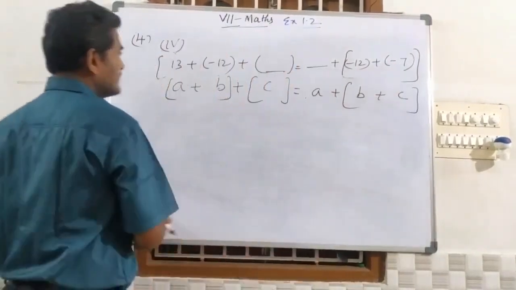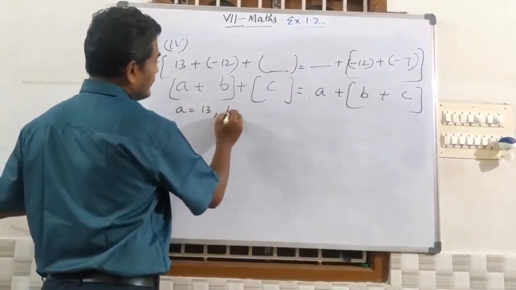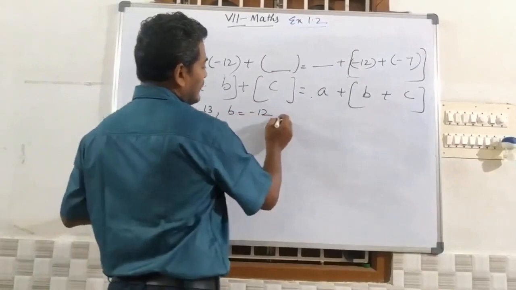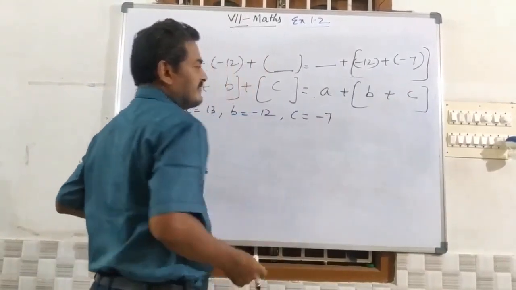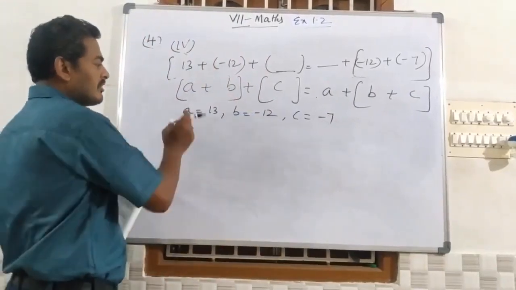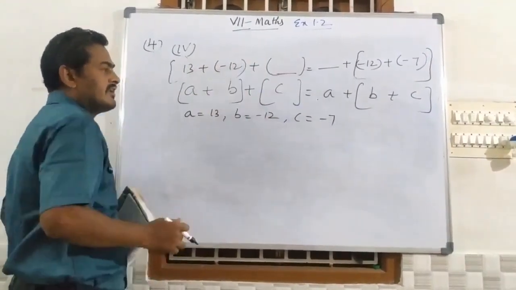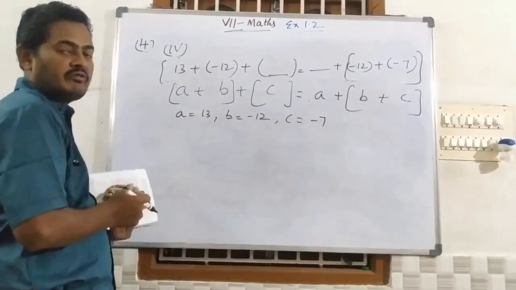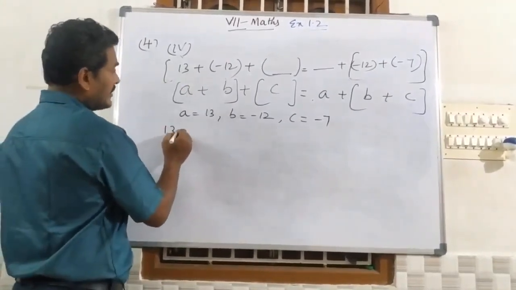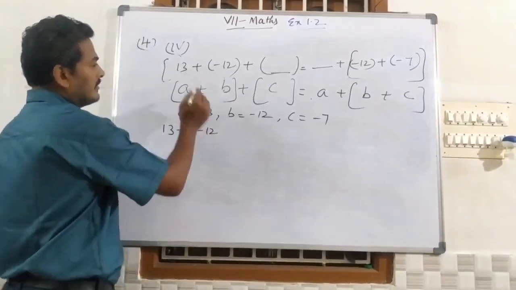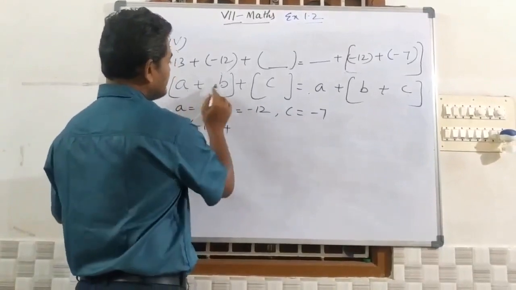B plus C. Now, if you observe here, what can you write? A equal to 13, B equal to minus 12 and C equal to minus 7. Now we can find the missing values. Already we found them, and in place of the found values we can replace the missing value and verify whether it is true or not. So 13 plus minus 12, plus A plus B plus C.